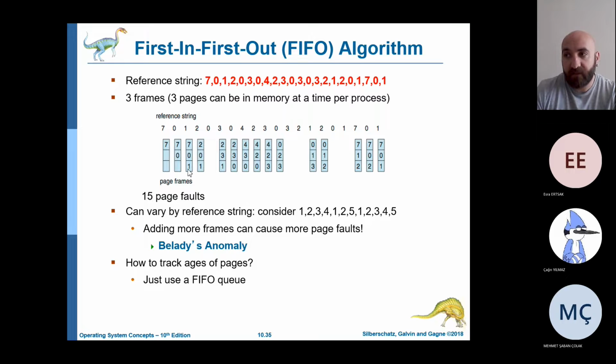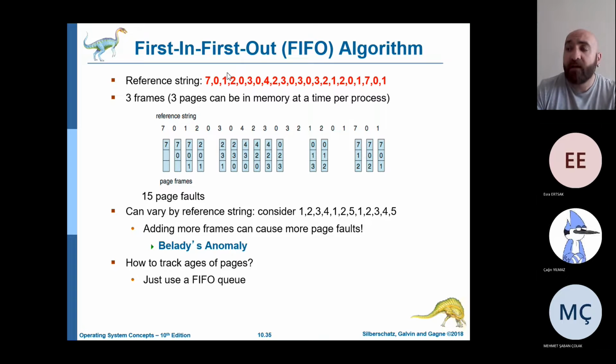So I'm going to bring page 1 here. And then my process needs page 2. Page 2 is not in our memory. We have to bring page 2 to memory, but our frames are full. So we have to choose a victim. Based on the first in first out algorithm, we are going to page out the 7 because it was the first page to enter the memory. So we are going to page it out and write 2 in that free frame.